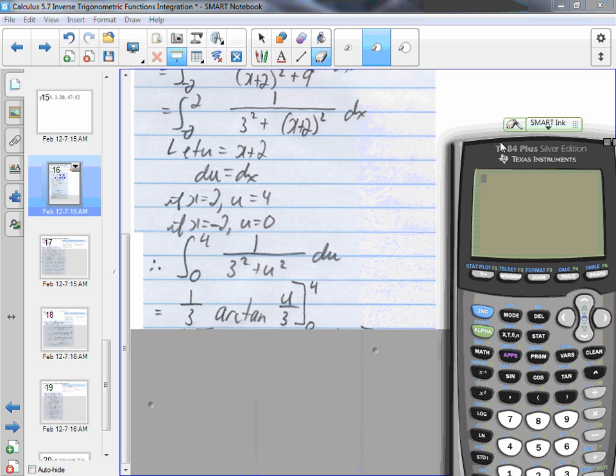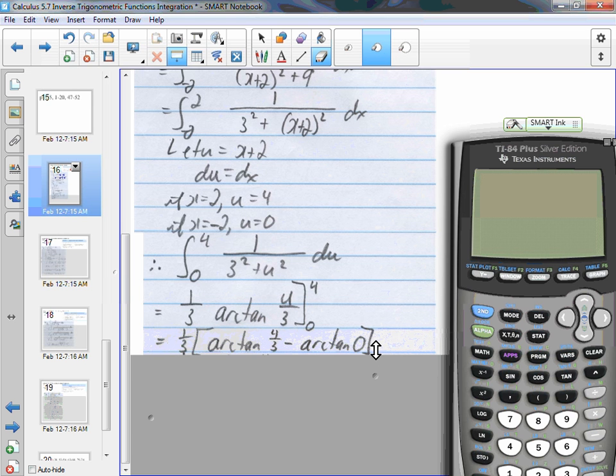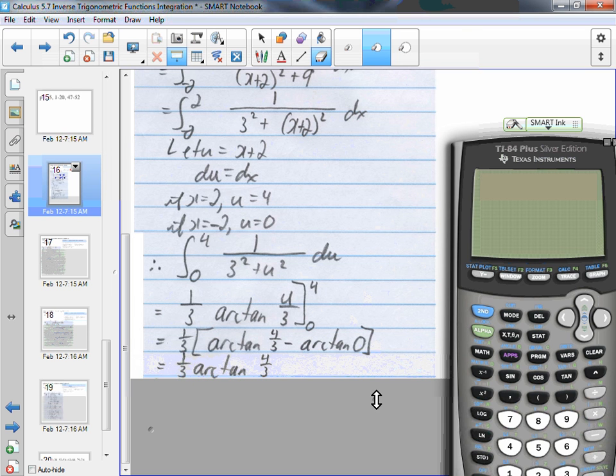So let's evaluate. We evaluate first with the 4. So 1/3 out in front. Substitute the 4 in for u. That'll be the arctangent of 4/3 minus, and then substitute 0 in for u. Well, 0 over 3 is 0, so that'll be the arctangent of 0. Yeah, I know what that one is. The arctangent of 0 is 0. So I've got 1/3 times the arctangent of 4/3.